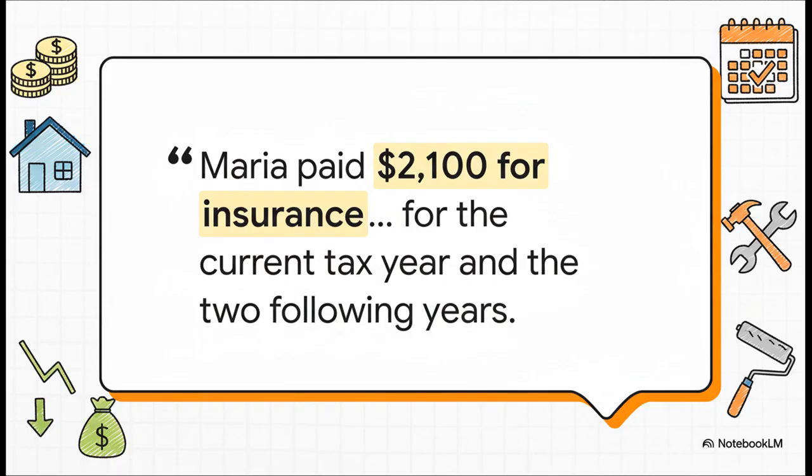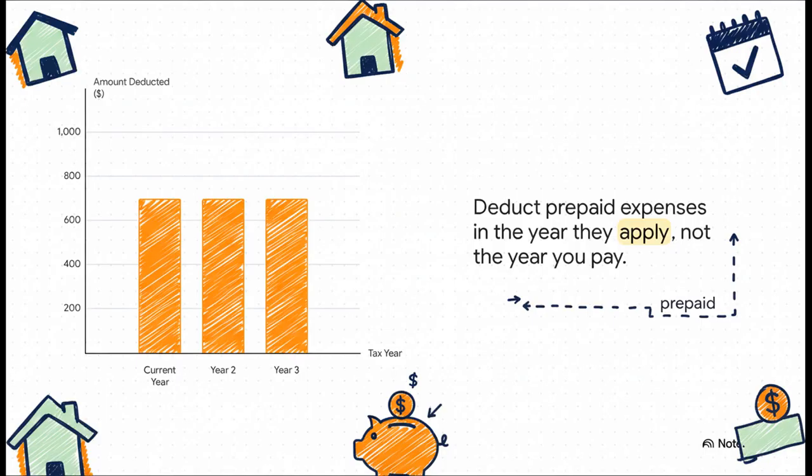Okay, here's another classic situation that trips a lot of people up: prepaid expenses. So let's take a look at this example. We've got Maria. She paid $2,100 for insurance on her rental property. But here's the catch. That insurance covers this year and the next 2 years as well. So the big question is, can she just deduct that entire amount right now? And you probably guessed it, the answer is no.